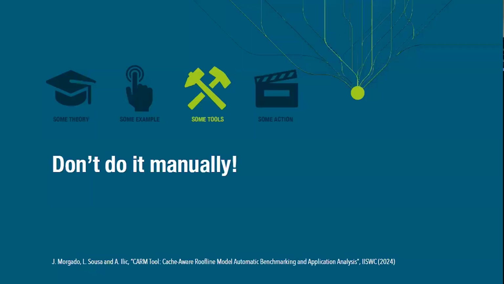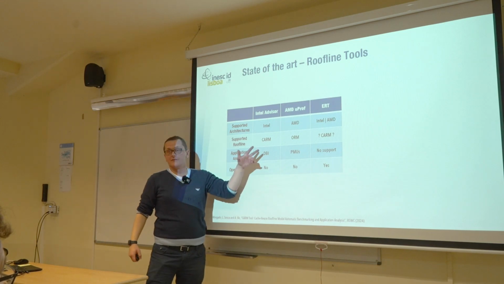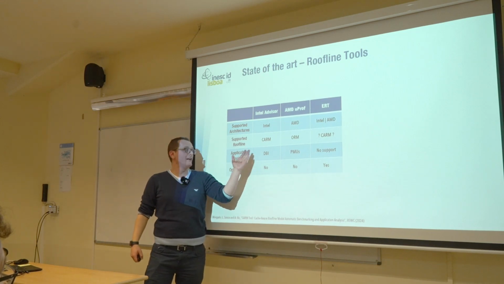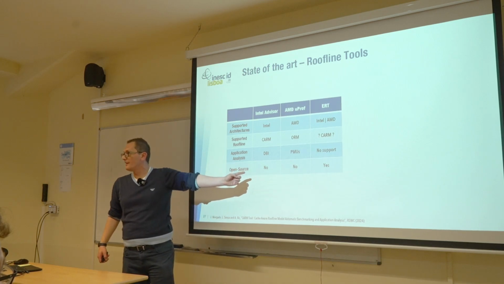So now I just do something really fast and then I give the floor to Alexandre. What we actually did is that, as I was saying, all major players nowadays are interested in Roofline because it's simple. I mean, there is no really other logic in that. It's not the best one, but it's easy to understand. So Intel invested a lot in their Advisor tool. They support CARM natively, and they use dynamic binary instrumentation for application analysis.